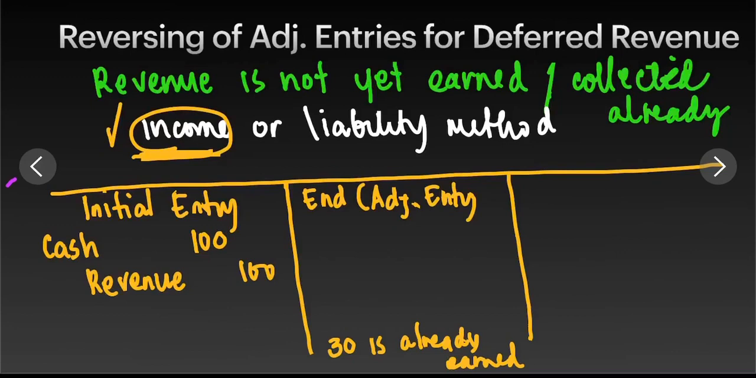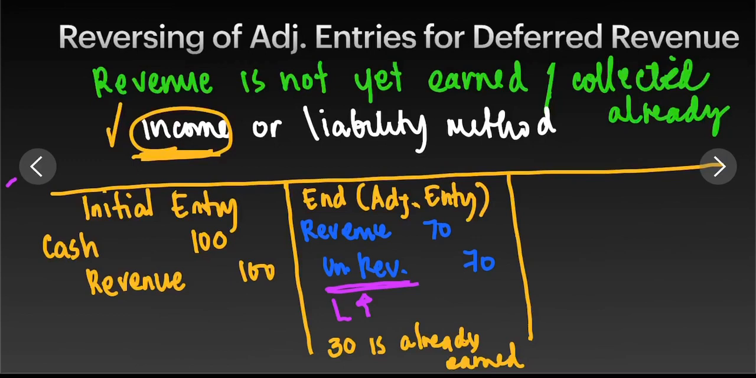Your adjusting entry is, again, since revenue is the one you use in your initial entry, you just put it on the other side and the partner will be the deferred revenue, which is an earned revenue. In this case, if 30 is already earned, the question is how much is not yet earned? And obviously, that is 70. So in this case, your unearned revenue, which is considered to be a liability, therefore, this kind of adjusting entry is qualified to be reversed.